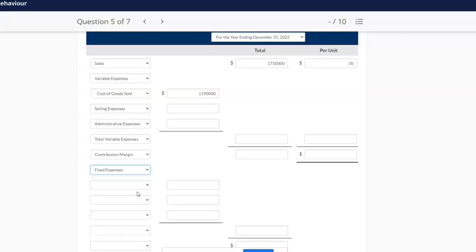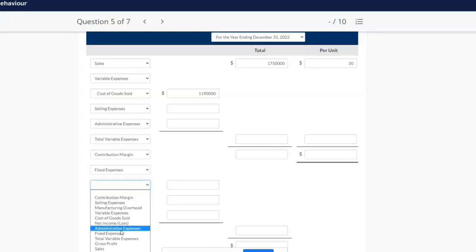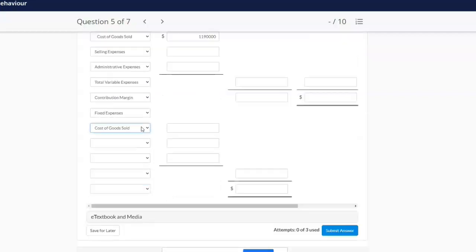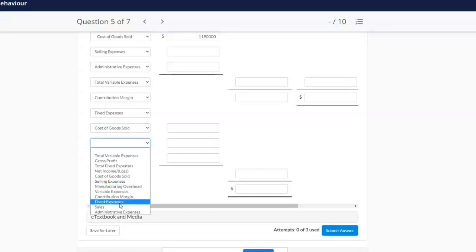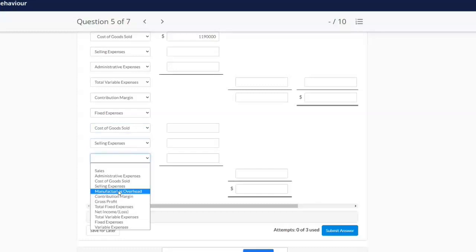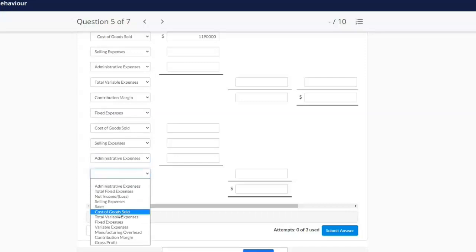And then you do exactly the same as the variable ones: cost of goods, selling, admin, and then the total fixed expenses. Then we have the total. Now for fixed you have the cost, and the total, the second one.